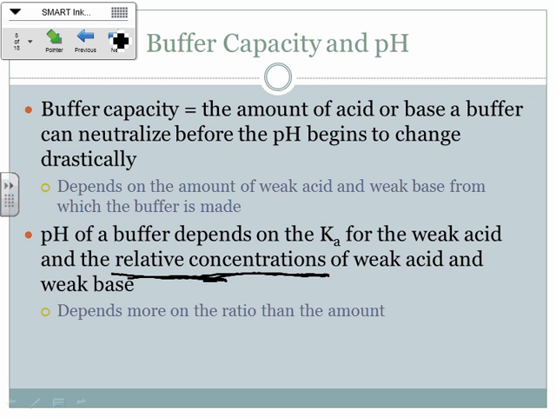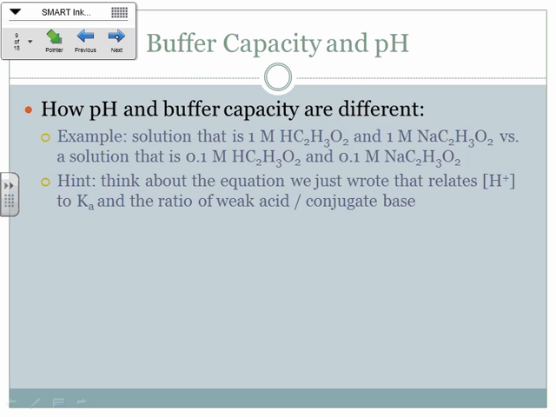When you're thinking about buffer capacity, the amount of the acid or base that you have is the important thing. So when I say relative concentrations, I'm really talking about a ratio here. And I think I have an example, and it says it right here. It depends more on the ratio than the amount for the pH. I think this is going to be better if I just show you an example. So we've got a solution that is 1 molar acetic acid and sodium acetate versus a solution that is 0.1 molar acetic acid and sodium acetate.